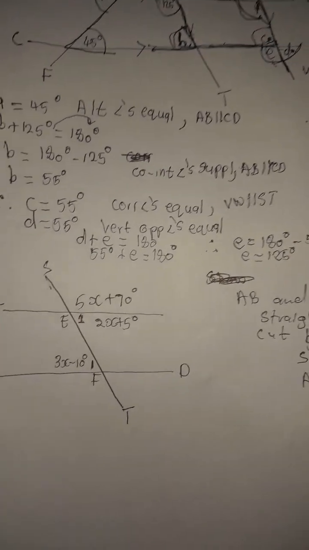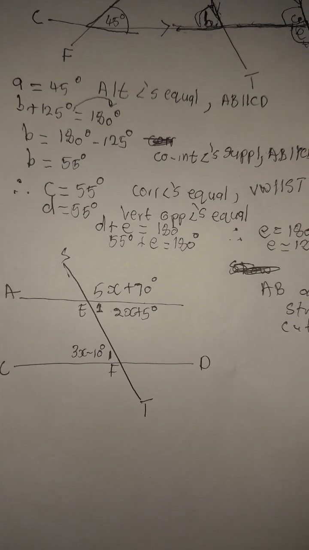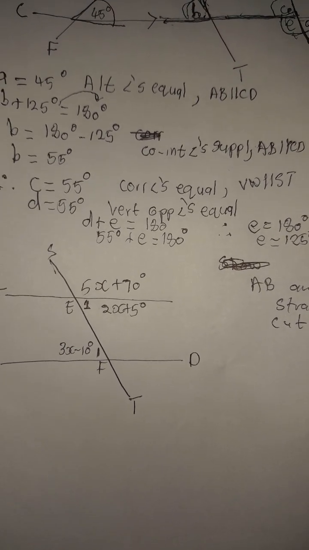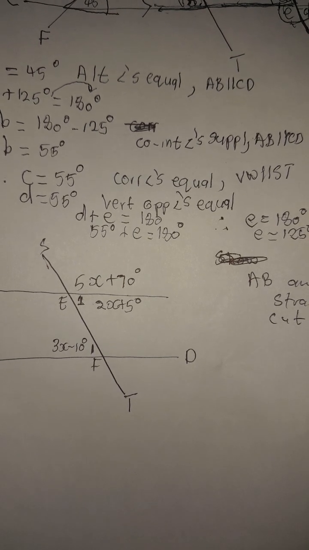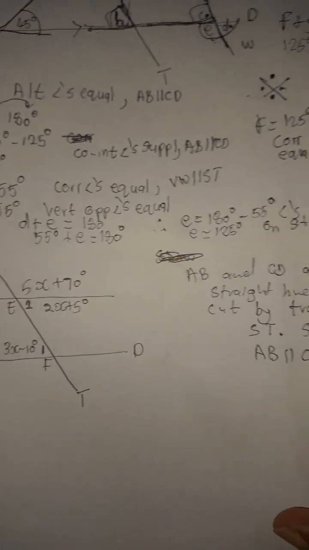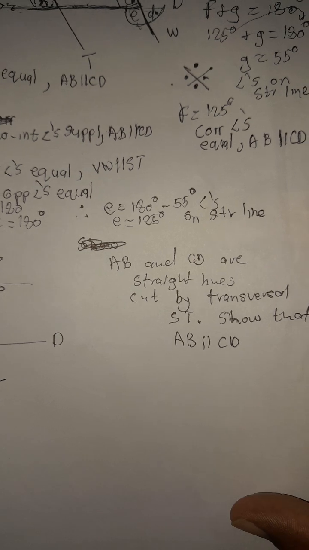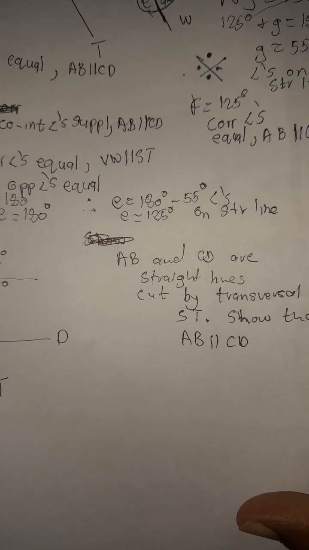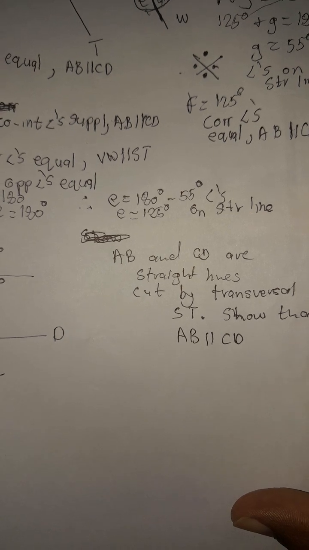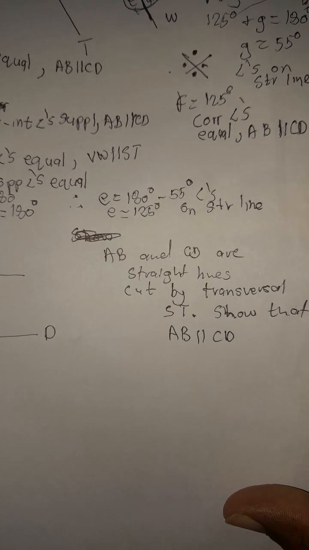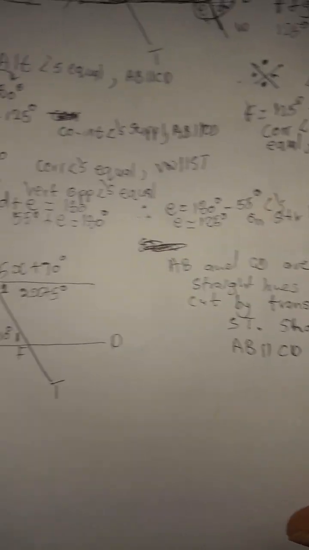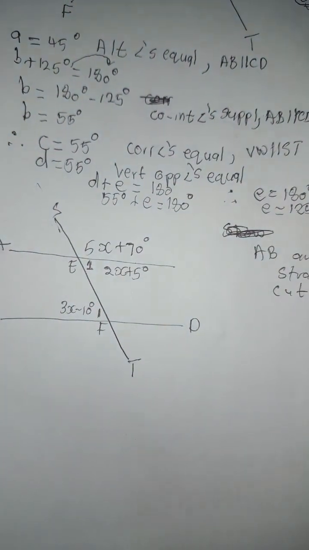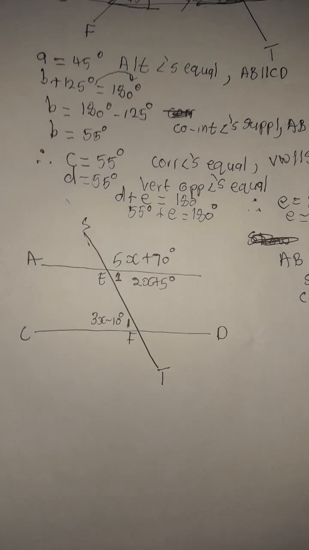Still the question, calculate the unknown values. The unknown values here, guys, it's what we call X. But let's read the statement so that we can get what we are looking for here. AB and CD are straight lines cut by a transversal ST. This is a transversal, right? We call this line that cuts these two straight lines a transversal, right?